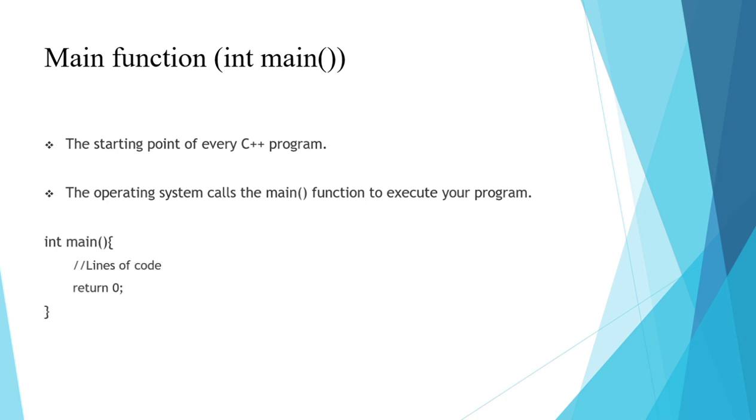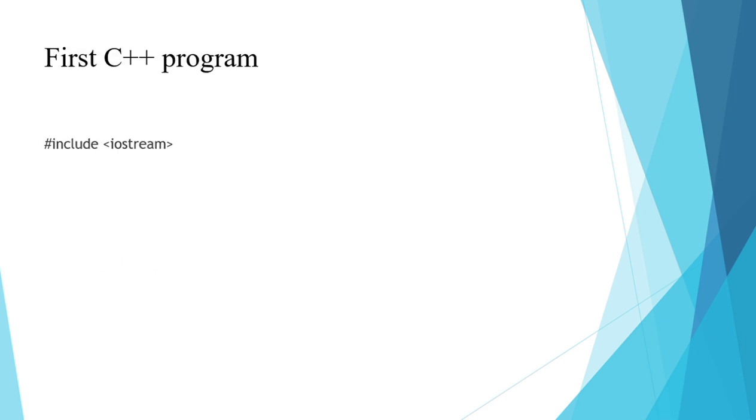Explanation. int, this signifies that the function will return an integer. The main function returns an integer value to the operating system to indicate whether the program executed successfully. return 0, a return value of 0 typically means the program ended successfully. The lines of code inside the curly braces are the instructions that the program will execute.